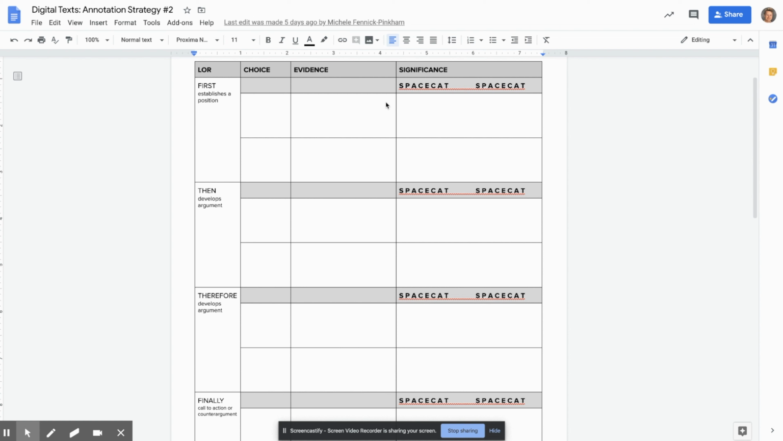And then we move on to something interesting, and here it's labeled significance, and I want to talk to you briefly before I let you head out and try annotating with this sheet on your own today. I want you to think about it this way. We've written down SPACECAT here, which is of course the acronym that we're all very familiar with at this point. As you find your choice and then you find that evidence, I'd like you to cross off or circle the letter that it's associated with, to classify it as best you can in terms of its significance.